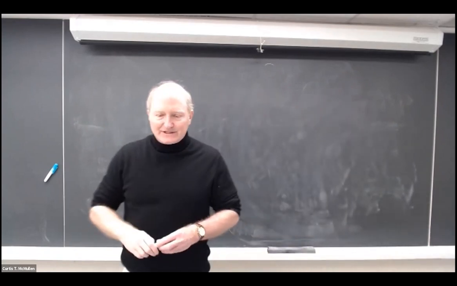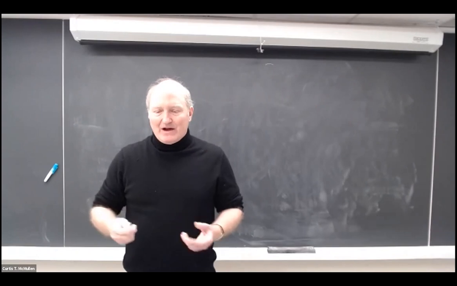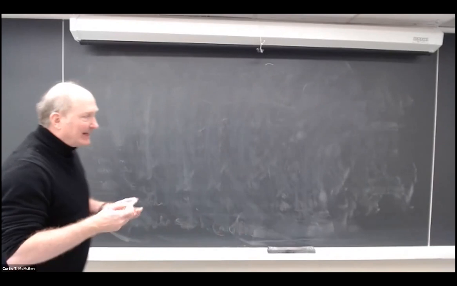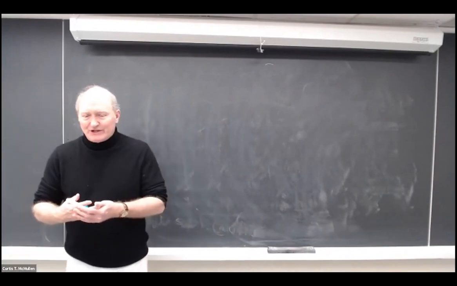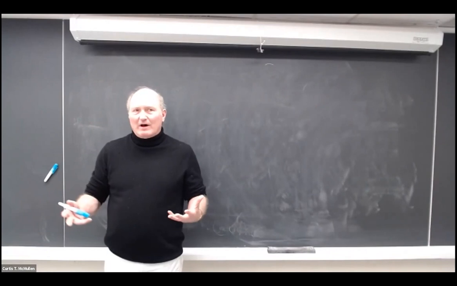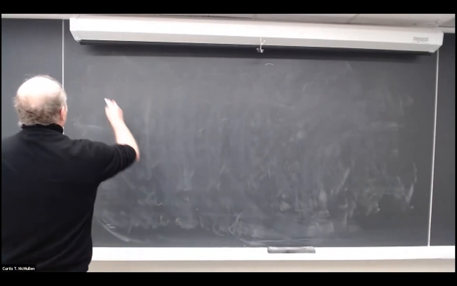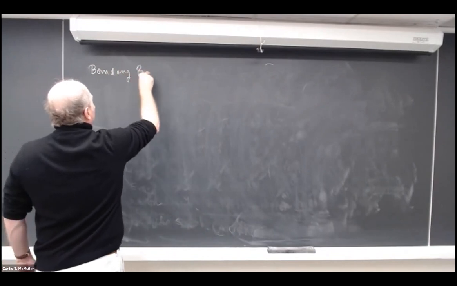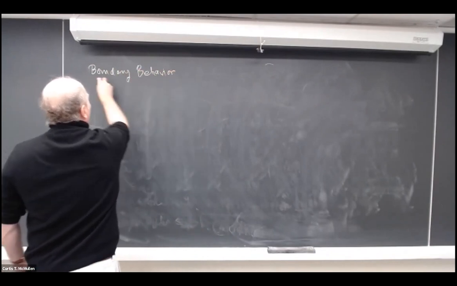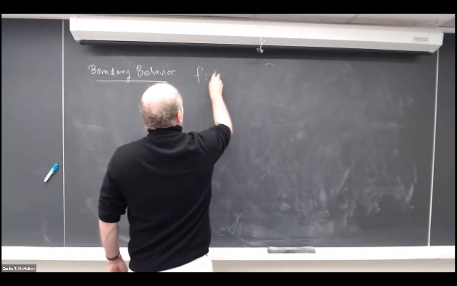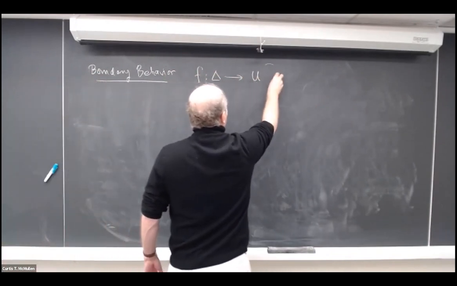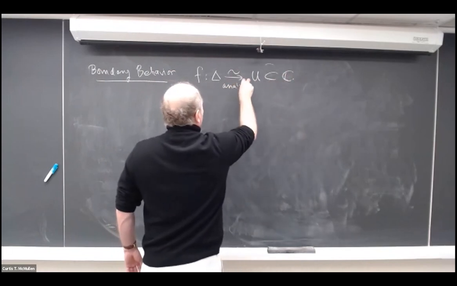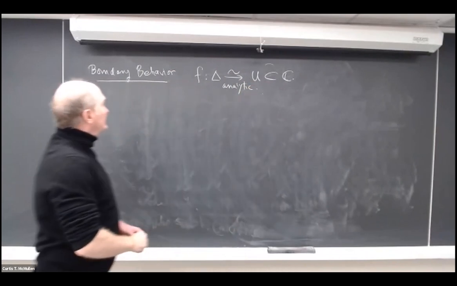Okay, so the next topic I'd like to address is the boundary behavior of conformal maps, of Riemann mappings. I personally feel much more secure when I know that my Riemann mapping is well behaved on the boundary. So what can we say about the boundary behavior of a conformal isomorphism F from the unit disk to a domain U contained in C, where this is analytic and it's one-to-one and onto?